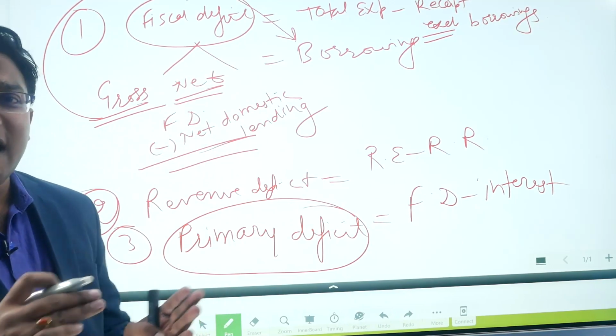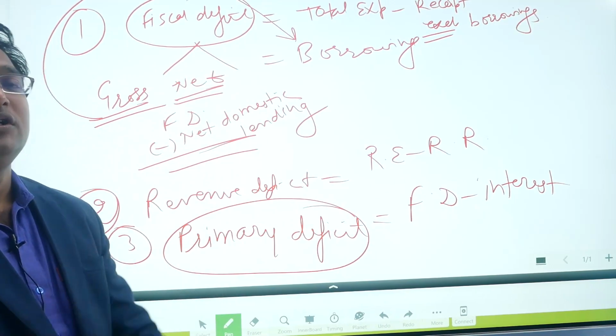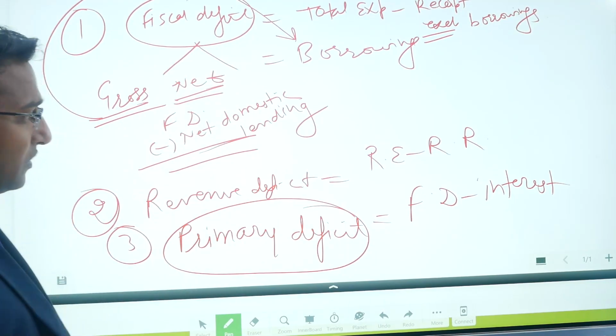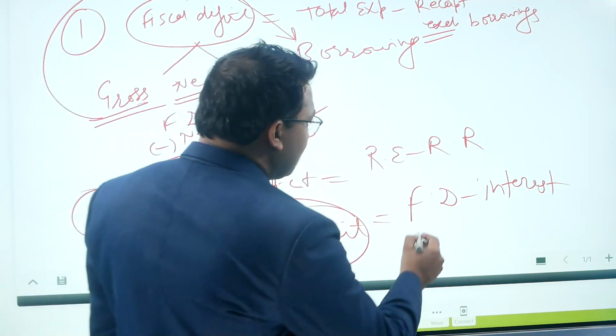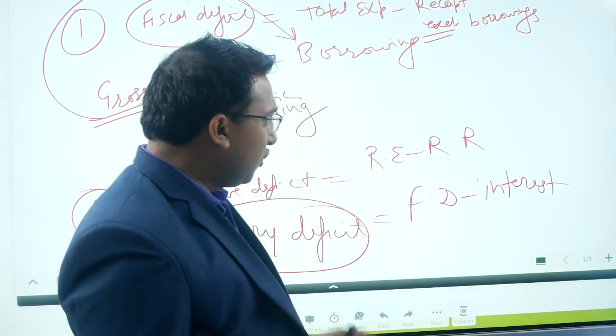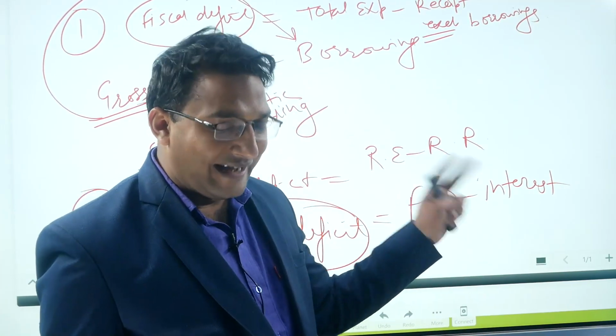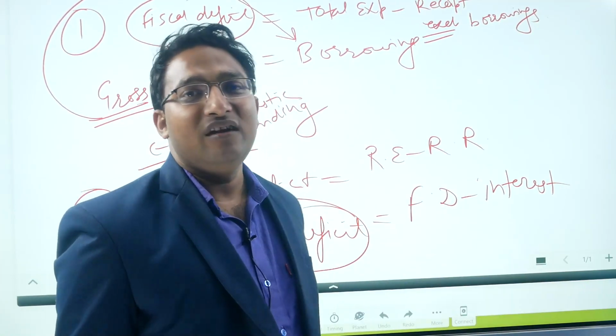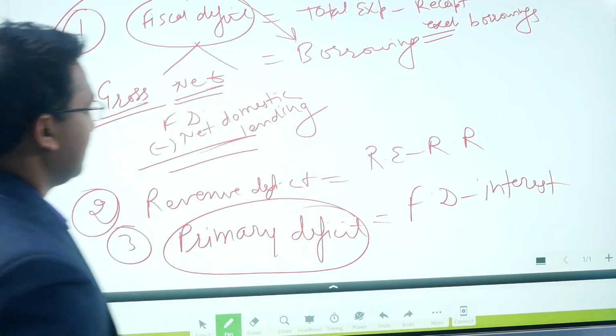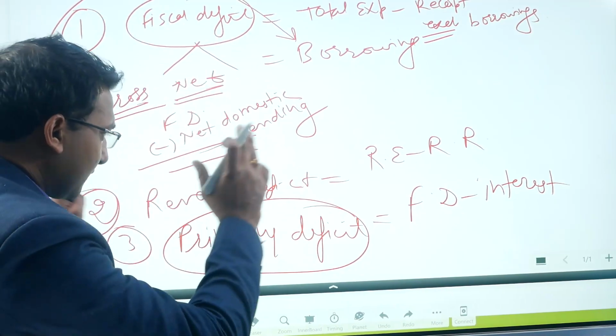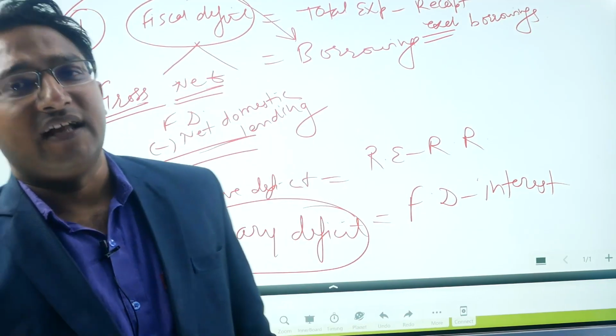If we want to calculate the net primary deficit, we have to reduce the interest of the net domestic borrowing as well as the net domestic borrowing, right? So if we eliminate the net domestic borrowing, net domestic lending, then we receive the net primary deficit. Friends, these are the major categories of the deficit.